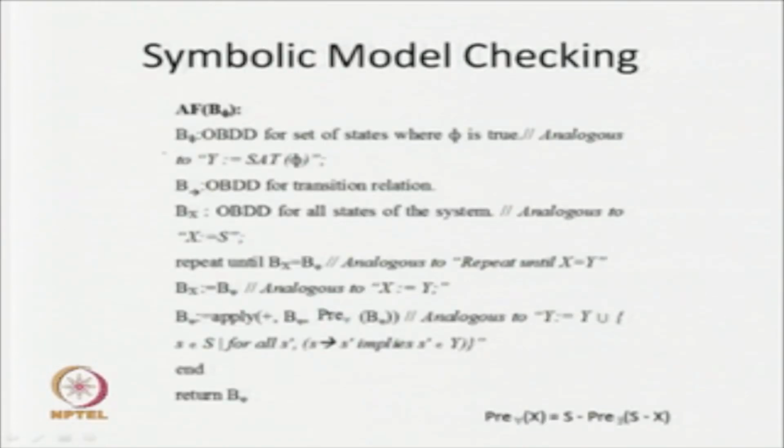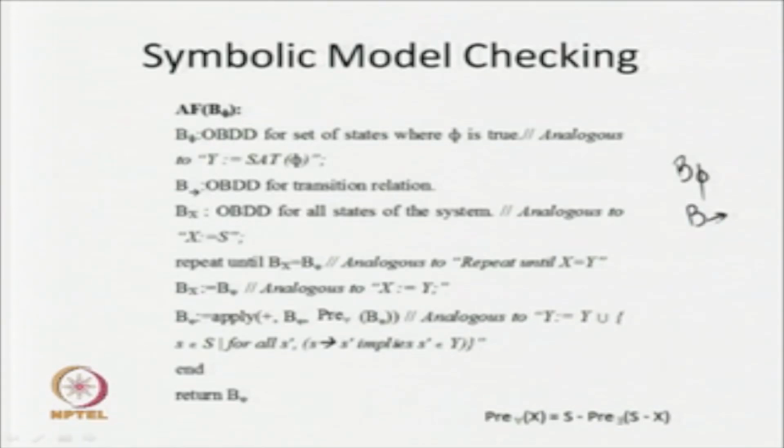First, we take the OBDD representation of the set of states where phi is true, and B arrow is the OBDD representation of our entire transition system. It may be a reduced OBDD also. So, we are starting with these two OBDDs, B phi and B arrow.